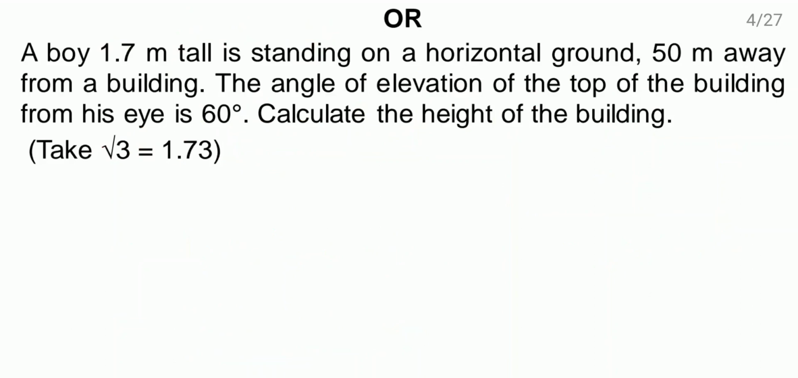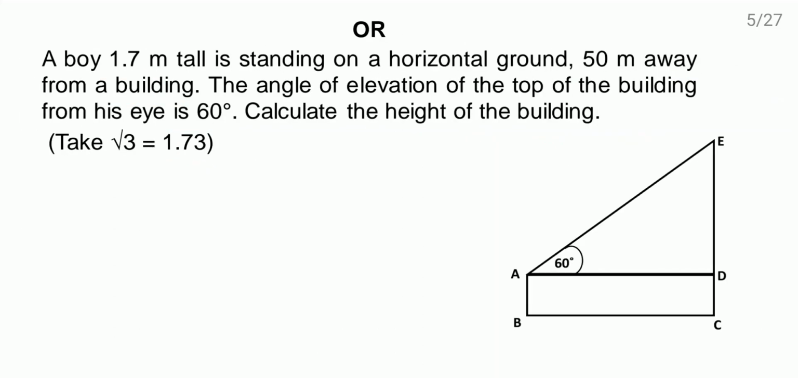The optional question is, a boy 1.7 meter tall is standing on a horizontal ground 50 meter away from a building. A boy is there, one building is there. Height of the boy is given, okay, and distance between the boy and the building is 50 meter. The angle of elevation of the top of the building from his eyes is 60 degree. Calculate the height of the building. Value of root 3 is given as 1.73. Let us see the figure here.